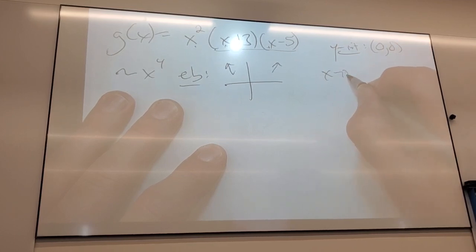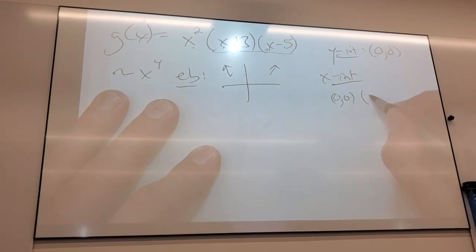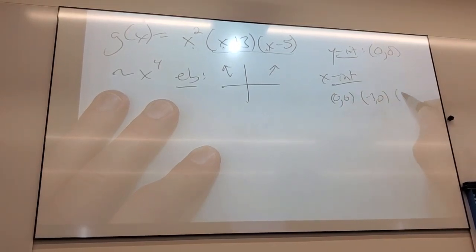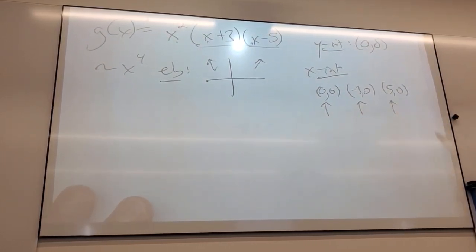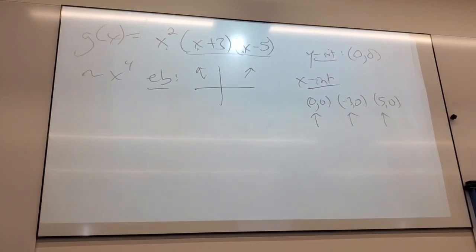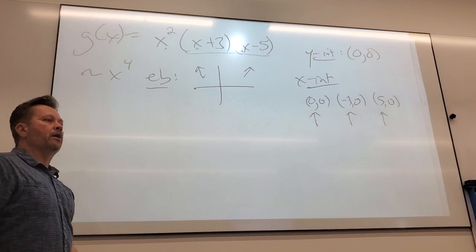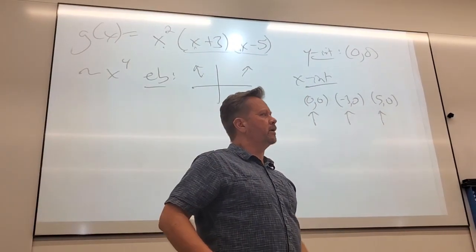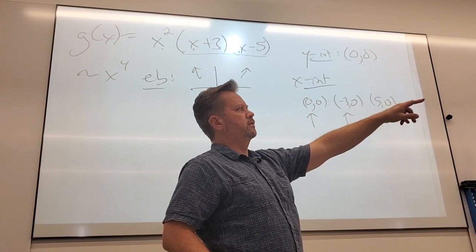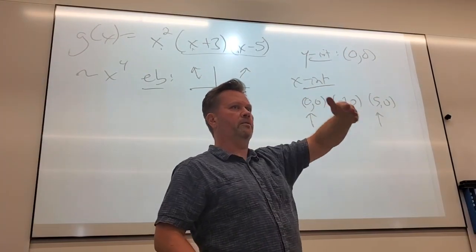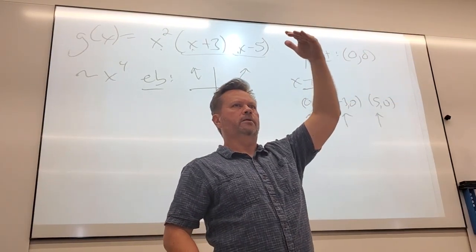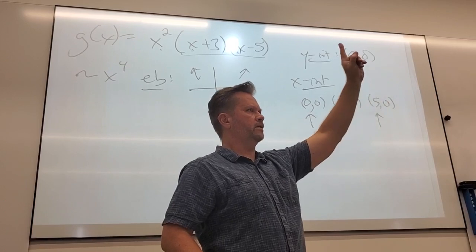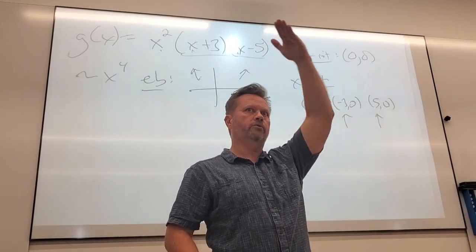What are the x-intercepts? 0, 0. Negative 3, 0. 5, 0. Now, real quick, before I even tell you the word for this, which one of those will it turn at or bounce? 0, 0. Why is it going to bounce or turn at 0, 0? Because it came from a second degree. It came from a part that looks like a parabola, right? What does a parabola do? It turns. The other two pieces came from things that are to an odd power, and those go through.